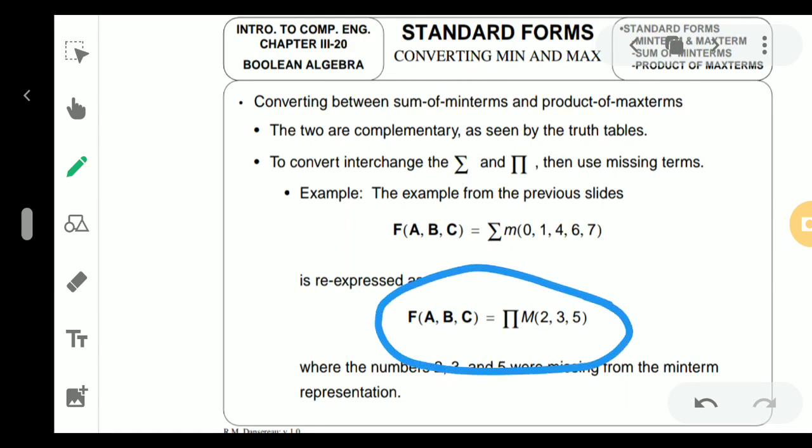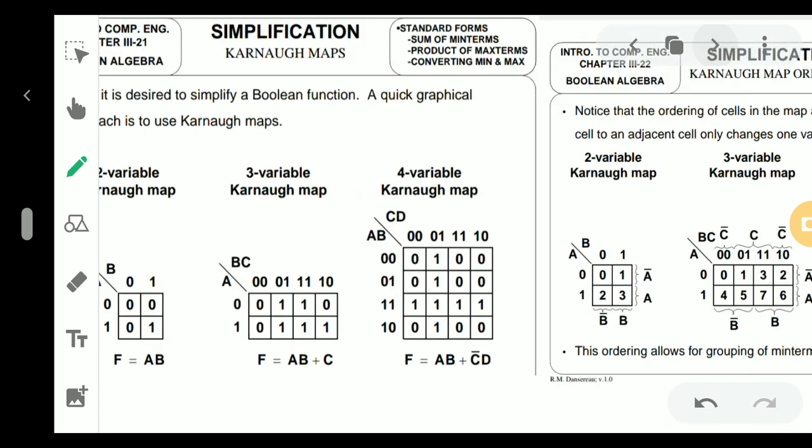Suppose a maxterm is given like pi of M of 2, 3, 5. You find out which terms are missing: 0, 1, 4, 6, 7. So that will be the summation of 0, 1, 4, 6, 7. In this way we can convert the minterm to maxterm values.